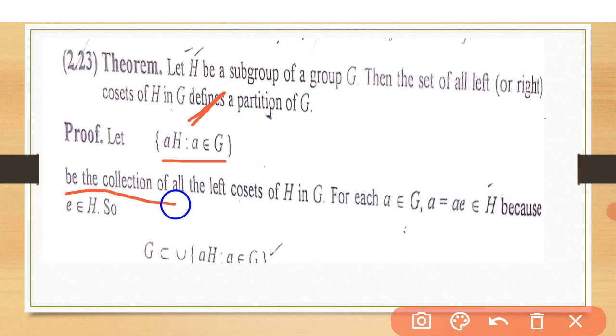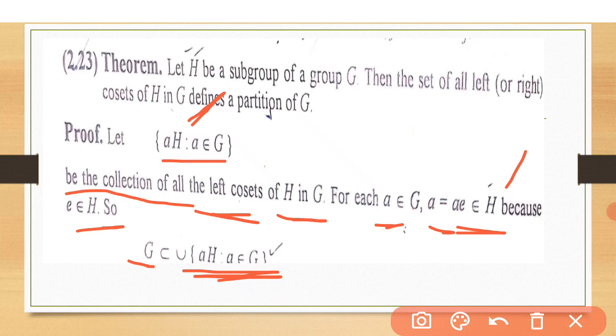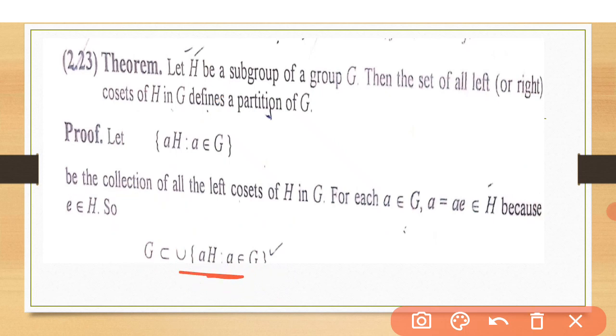Here we will prove. Let {aH such that a belongs to G} be the collection of left cosets of H in G. For each a belongs to G, a equals ae, which belongs to aH, where e is the identity of H. Here we can easily understand that all the left cosets give us all the elements of G. That's why G will surely be contained in the union of left cosets of H in G. Next we prove that the union of all left cosets is contained in G. In this way we will prove that these are equal.